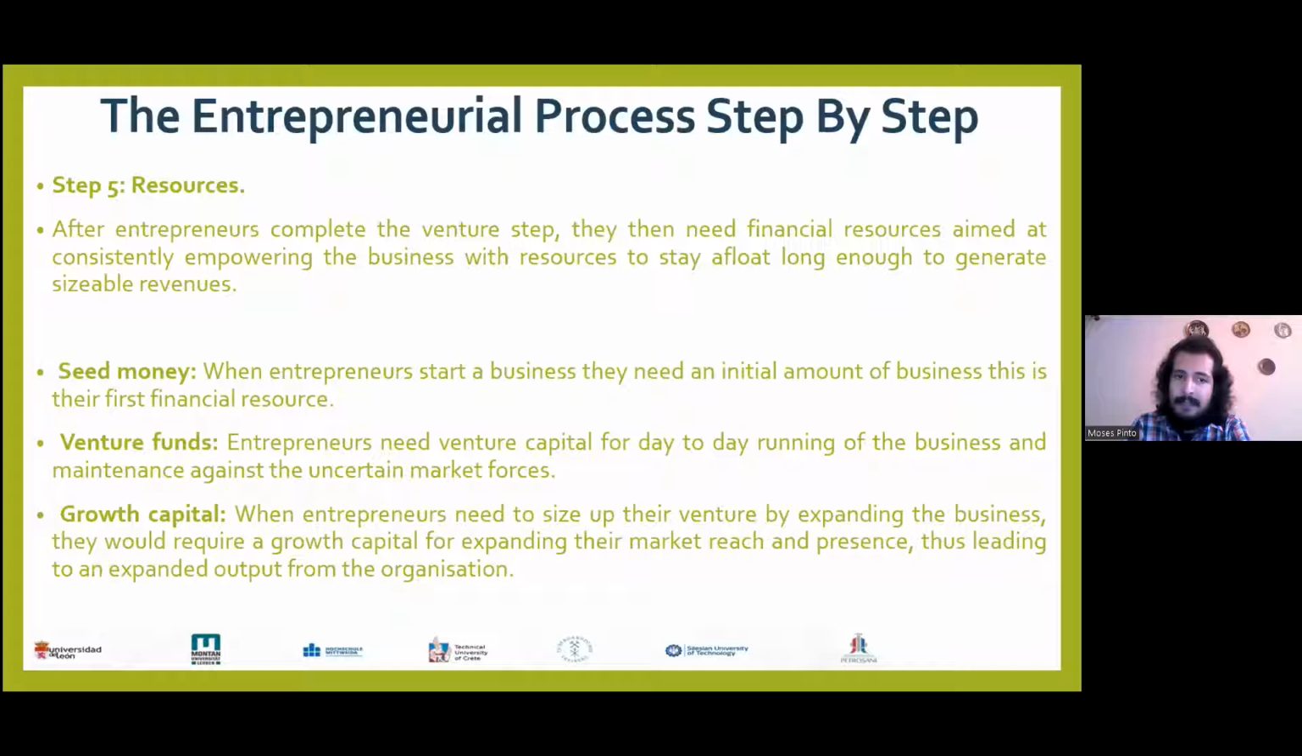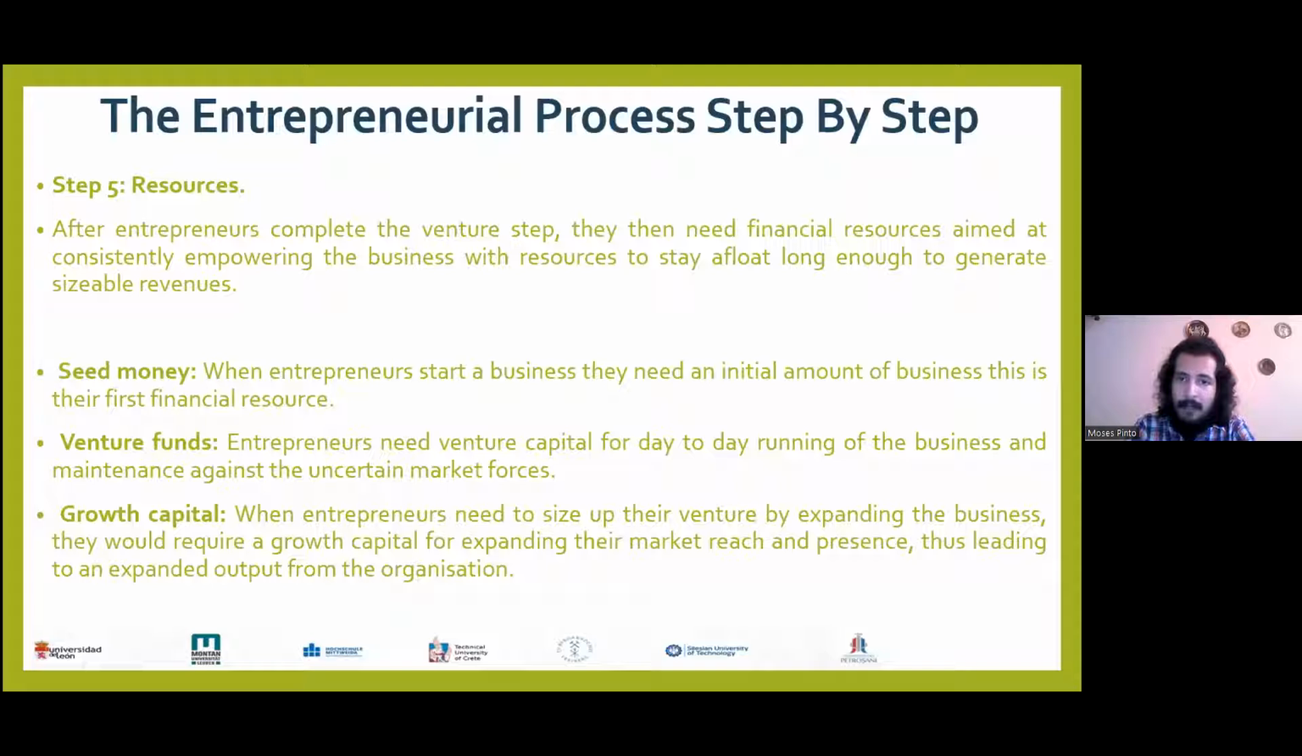And thereafter, there has to be growth capital. You must have heard in your previous studies about firms leveraging debt and equity. Well, in this case, an entrepreneur just tries to generate growth capital through different sources. And the motivation behind coming up with growth capital is that when the entrepreneur needs to size up their venture by expanding the business, they would require growth capital in order to expand their market reach and presence, thus leading to an expanded output from the organization. This could simply mean having additional stores of the entrepreneurial activity or hiring more manpower, for instance.